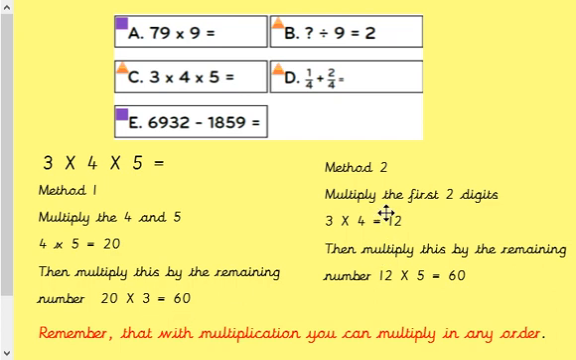Method 2, well, you could multiply the first 2 digits together, so 3 4s are 12, and then you could multiply that by the remaining number, which is 5. So that would become 12 5s are 60. Either way is completely okay. It's your choice of method that you would want to use.